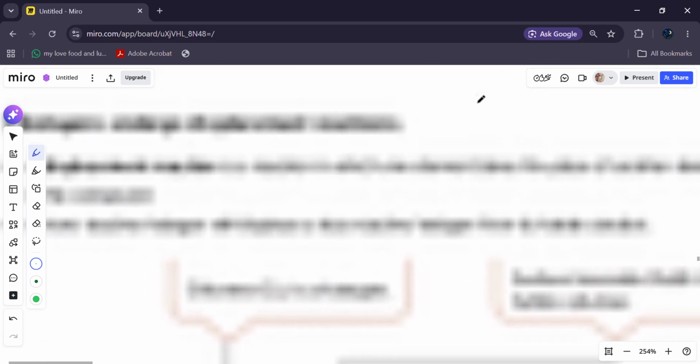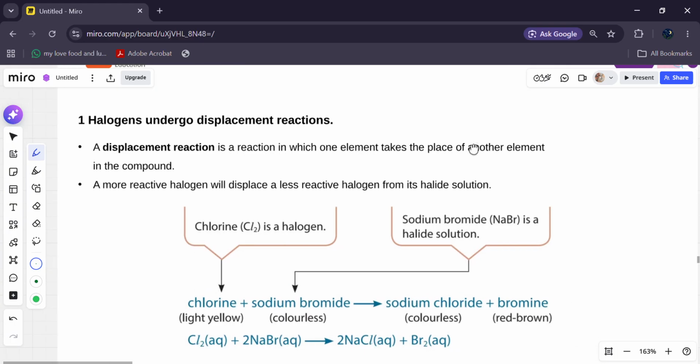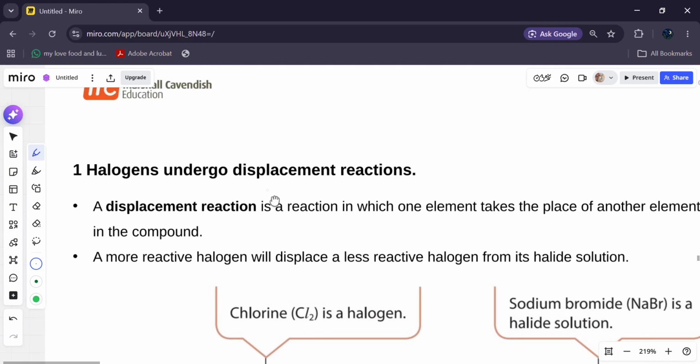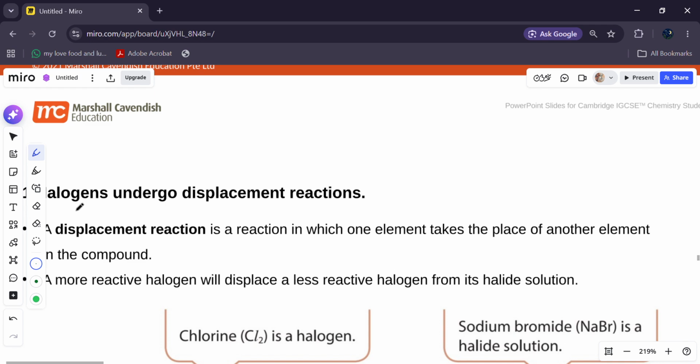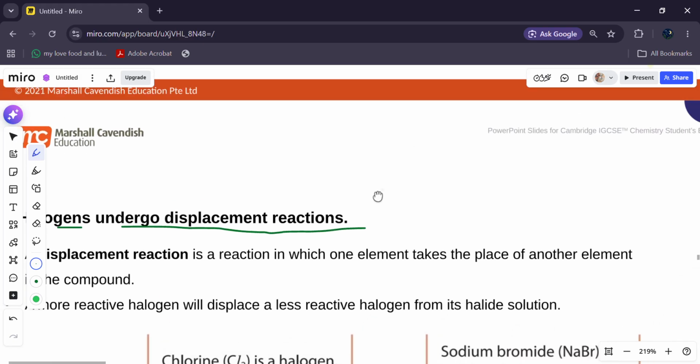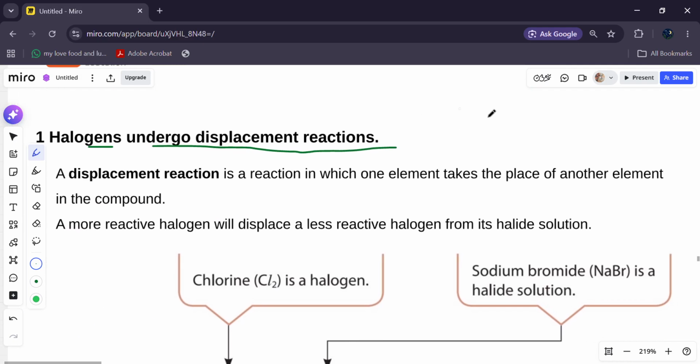So now let's move on to some chemical properties. Halogens undergo displacement reactions. A displacement reaction is a reaction in which one element takes the place of another element in a compound. A more reactive halogen will displace a less reactive halogen from its halide solution.